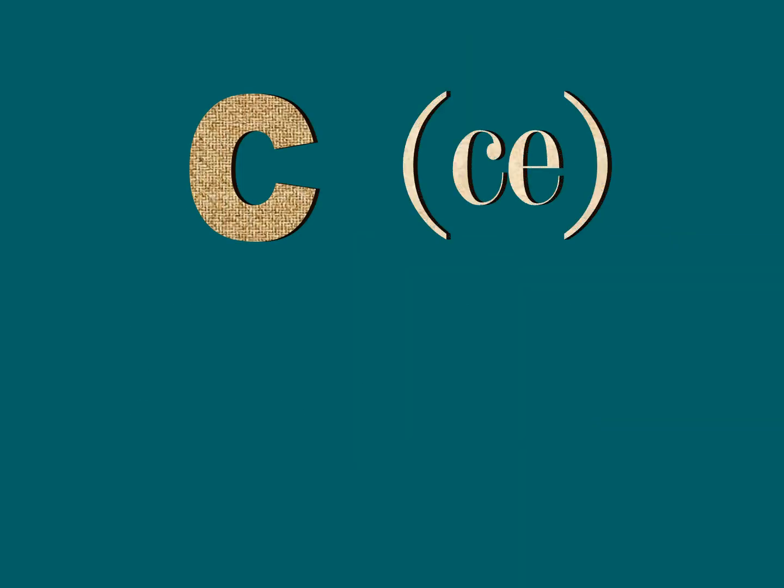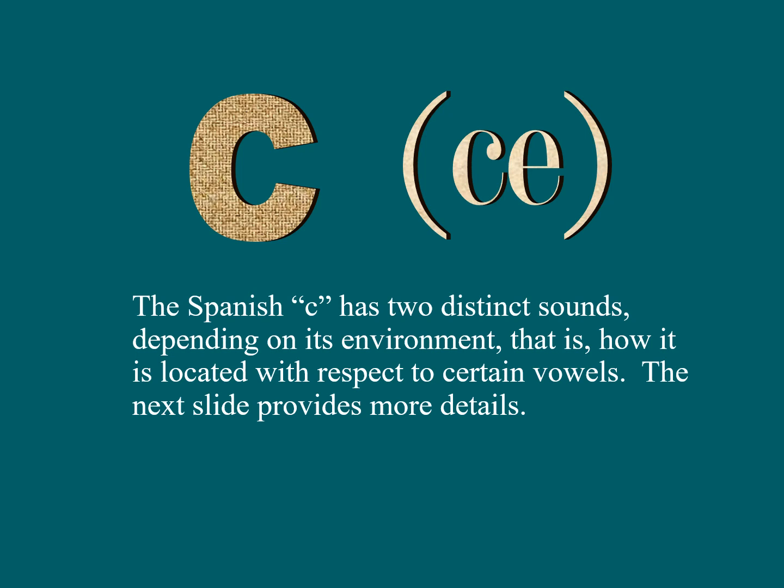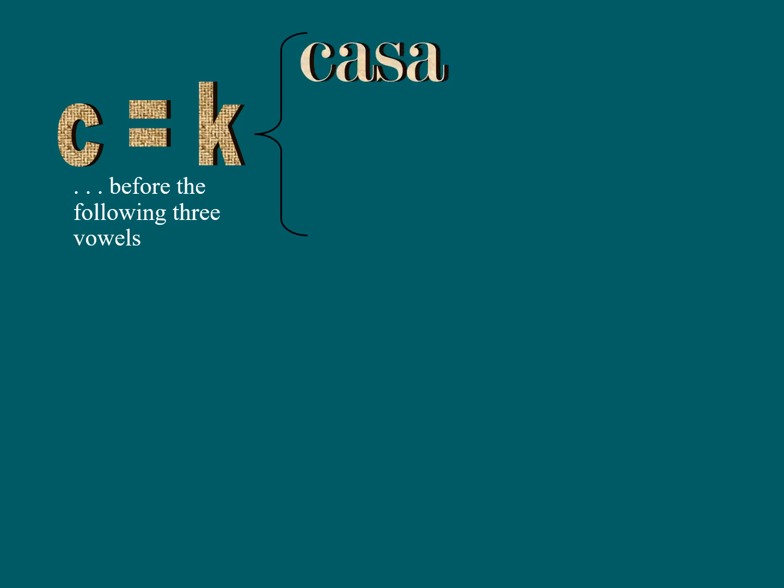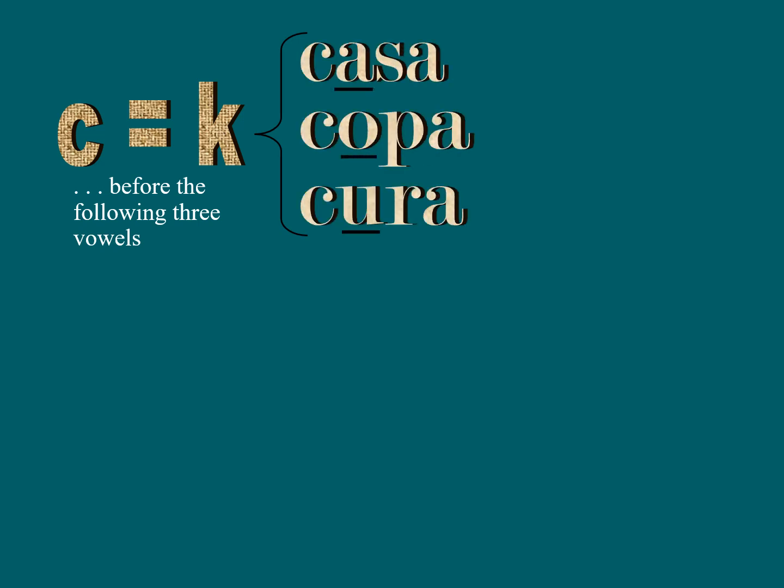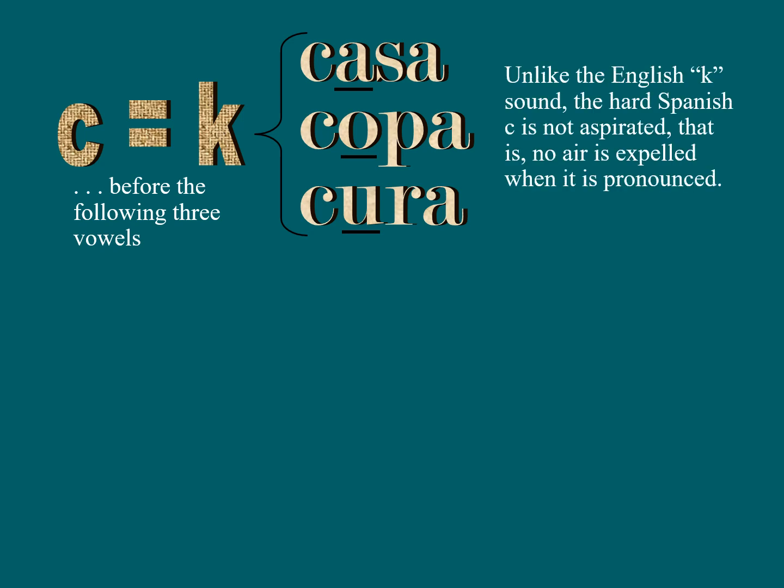C. The Spanish C has two distinct sounds, depending on its environment. That is, how it is located with respect to certain vowels. We'll be going over this shortly in the next slide. So, before the following three vowels, A, O, and U, unlike the English K sound, the hard Spanish C is not aspirated. That is, no air is expelled when it is pronounced. Like casa, copa, cura.